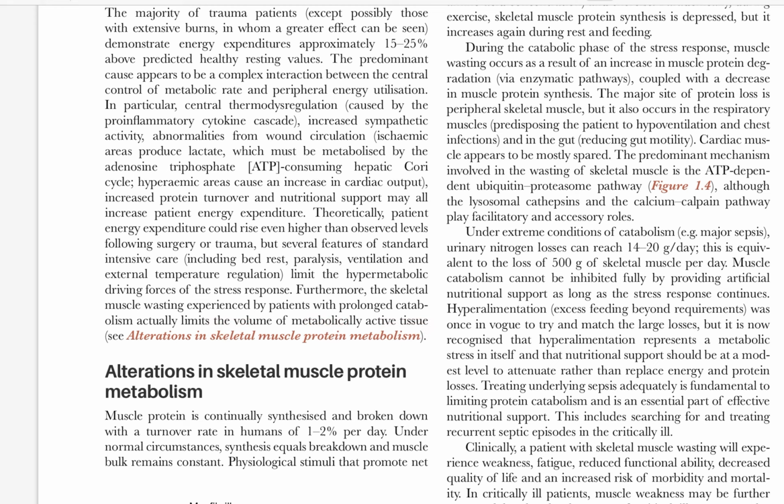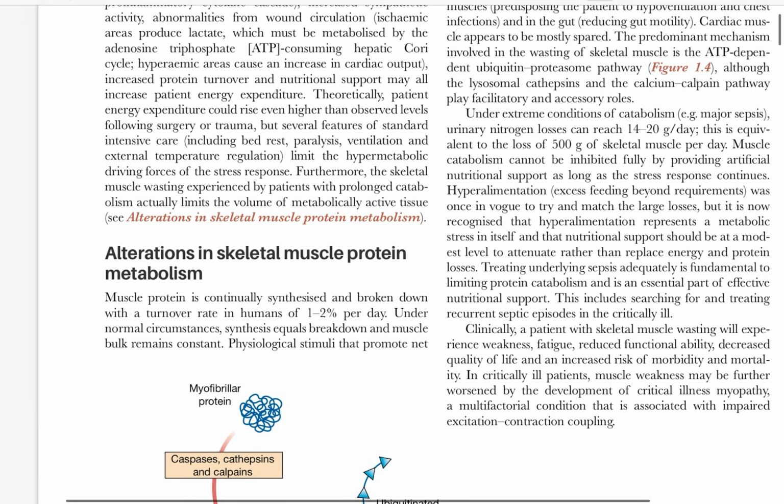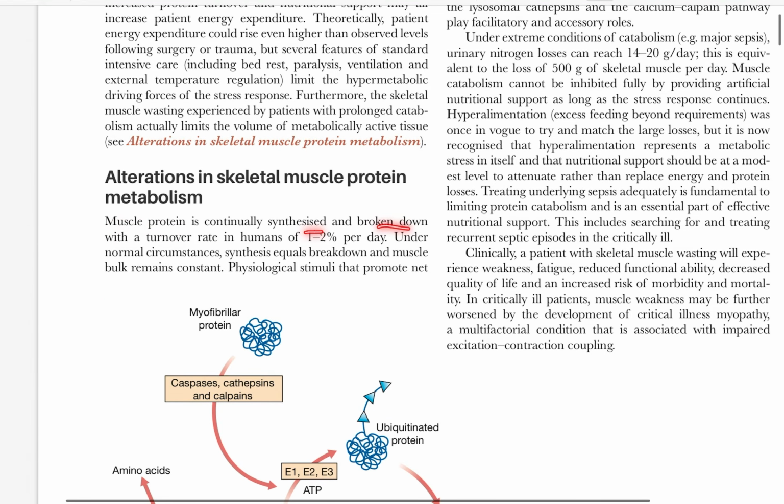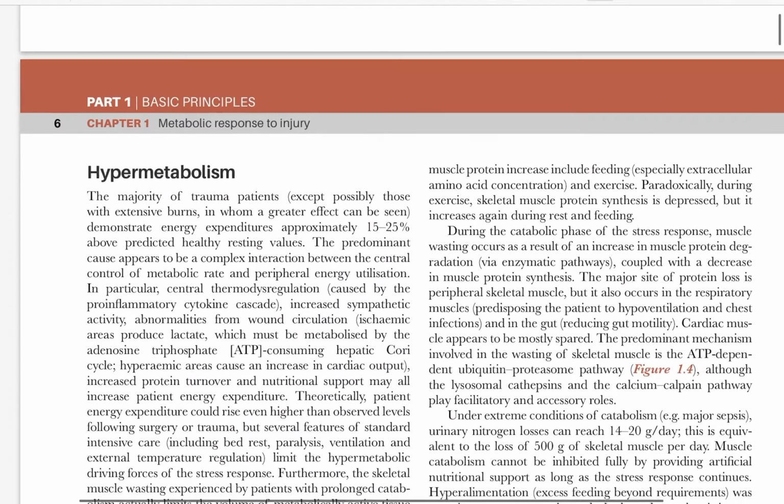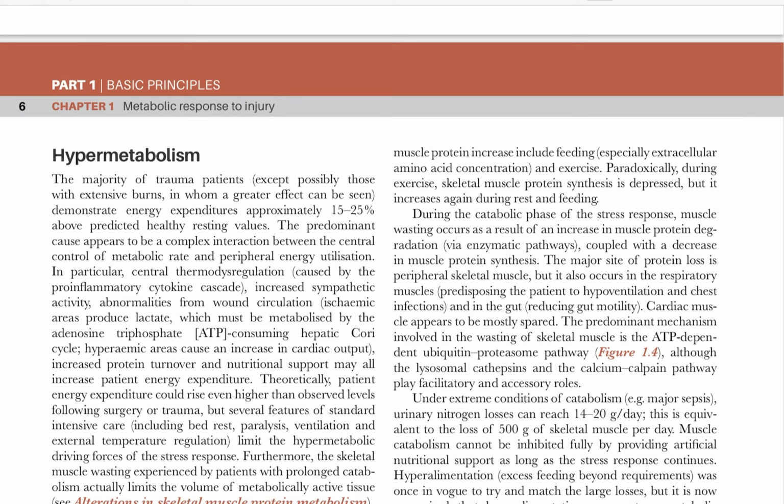Alterations in skeletal muscle metabolism. Muscle protein is continually synthesized and broken down with a turnover rate in the human of 1 to 2% per day. Under normal circumstances, synthesis equals breakdown and muscle bulk remains constant. Physiological stimuli that promote net muscle protein increase include feeding, especially extracellular amino acid concentration, and exercise.